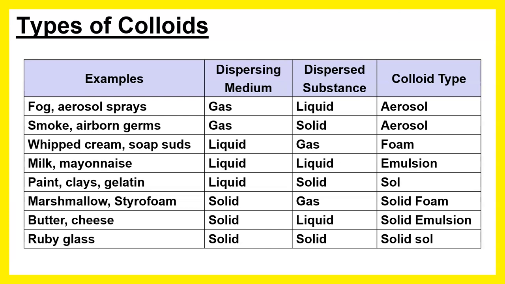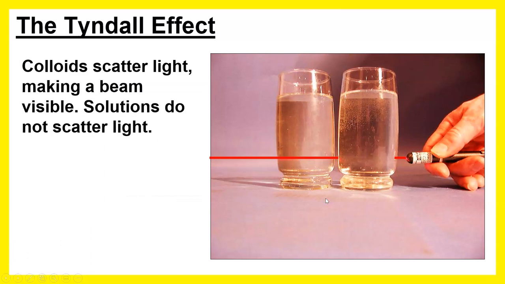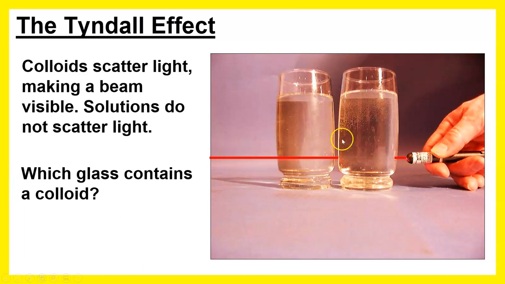One of the interesting things about colloids is that they cause light to scatter because the light is essentially bouncing off of the particles. In a solution, the particles are so small that the light just goes right through. You can't see it. So if you use a little laser pointer and you shoot it through some salt water, you won't see the beam inside the solution. But if you put it through something else that was a colloid, you would be able to see the beam inside. So you can see here, this one's the solution and this one's the colloid.